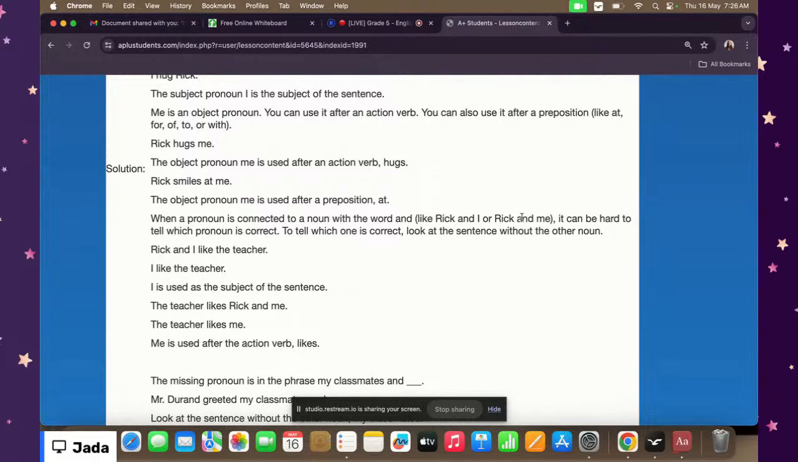So if you have a noun and pronoun together, to tell which one is correct, you have to look at the sentence without the other noun. For example, you have "Rick and I like the teacher." You have to remove Rick, take away the Rick, and then you read the sentence: "I like the teacher." That makes sense. But if you say "Rick and me like the teacher," and take away Rick, you would see that "me like the teacher" doesn't make sense.